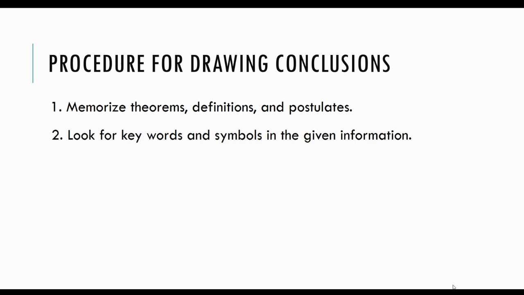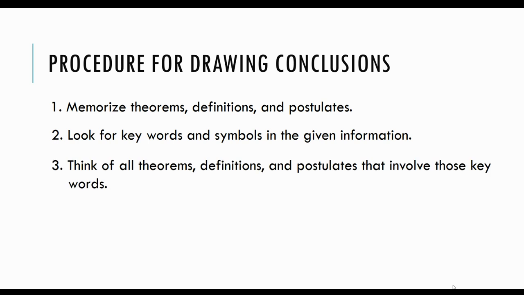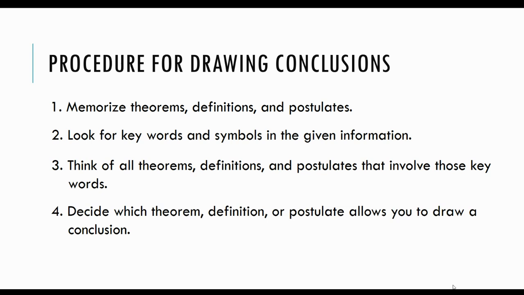We're going to look for keywords and symbols in the given information. Okay, so they'll always give us some information that we're going to be able to use. So circling those keywords and vocab words and different symbols is going to be important. Then once we know what the keyword or symbol is, we go back to step number 1 and think about all of those things that involve those keywords. We'll then decide which theorem, definition, or postulate is going to allow us to draw our conclusion.